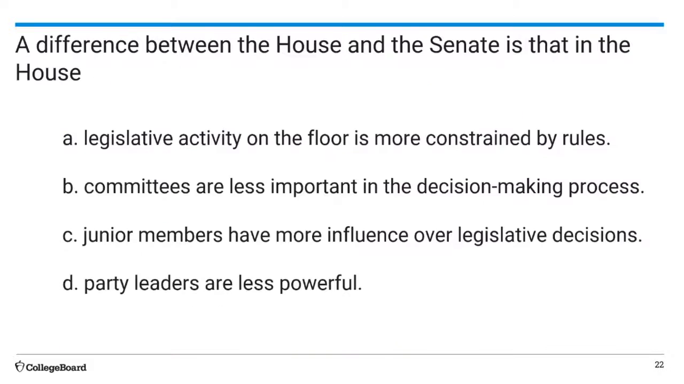A difference between the House and the Senate is that in the House, we have legislative activity on the floor needing to be more constrained by rules, that is, more formal, because they've got more members and they have to be more formal to get things done.